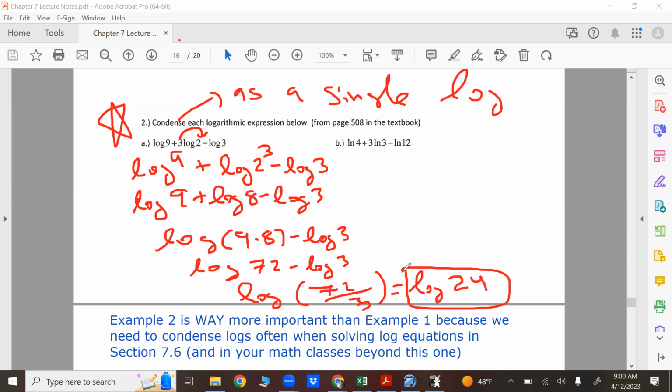When you get very good at this, you don't have to write all these steps, by the way. I think most of you would know that 2 cubed is 8. Most of you know 9 times 8 is 72, and 72 divided by 3 is 24. I just wanted to show all the steps so you don't get lost in the process. But this is what we do. Okay. Now, if you so desire, you could check your work in the calculator.